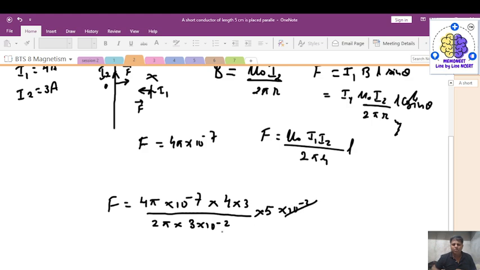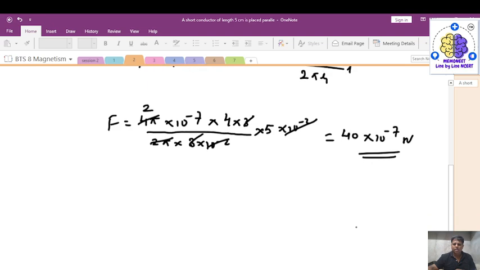So this 10 to the power of minus 2 goes off. This 3 and this 3 go off, and then this 2 pi and 4 pi gives you 2. So 4 twos are 8, and 5 eights are 40. So which is equal to 40 into 10 to the power of minus 7 Newton, right? So we can say that the force experienced by both of the conductors will be F is equal to 4 into 10 to the power of minus 6 Newton, right? So this would be your answer.